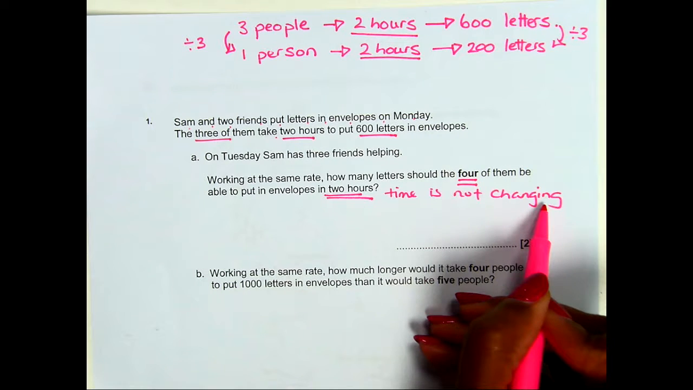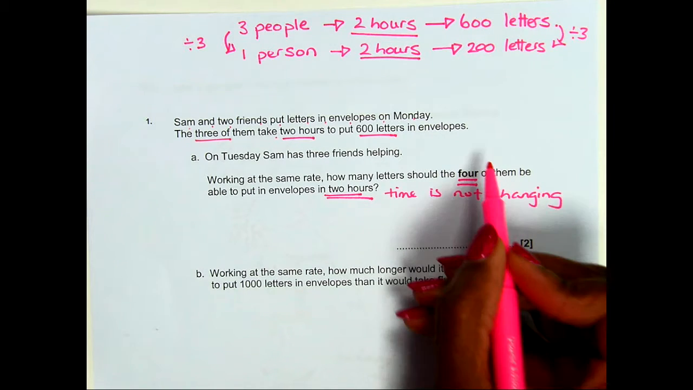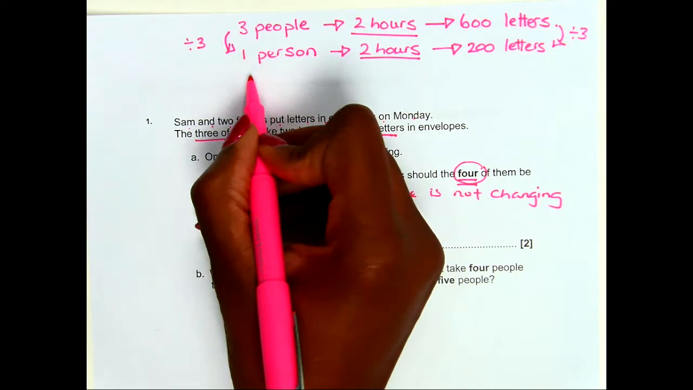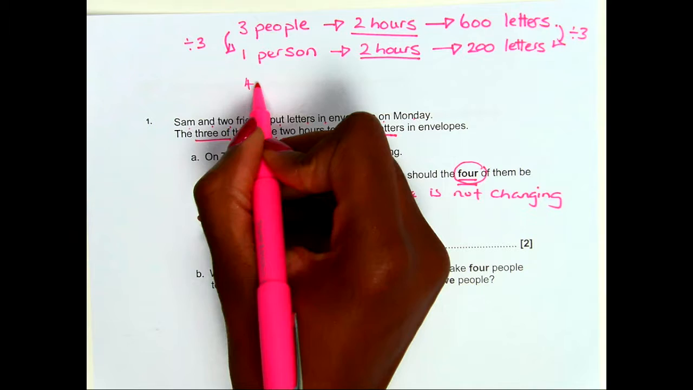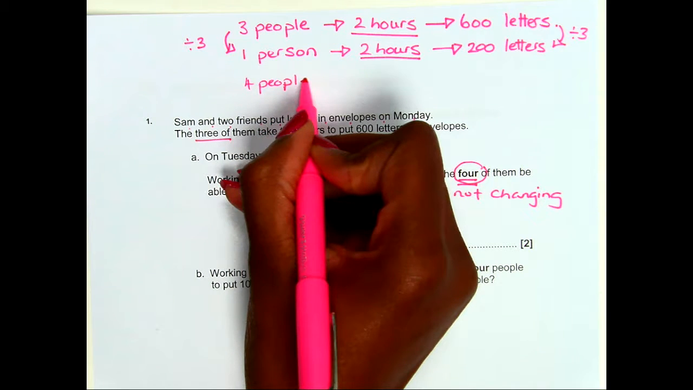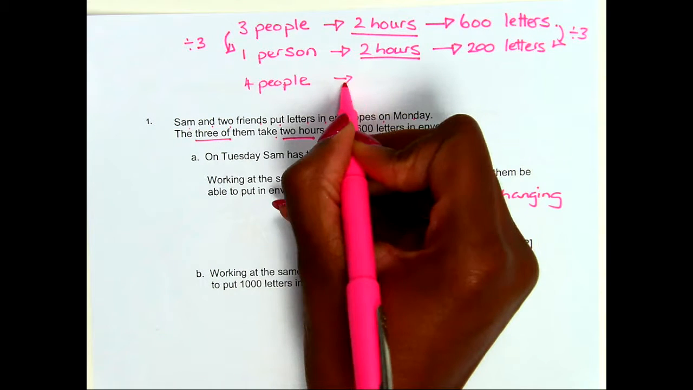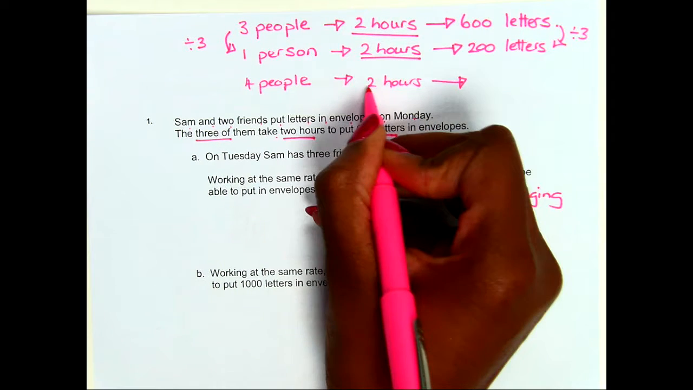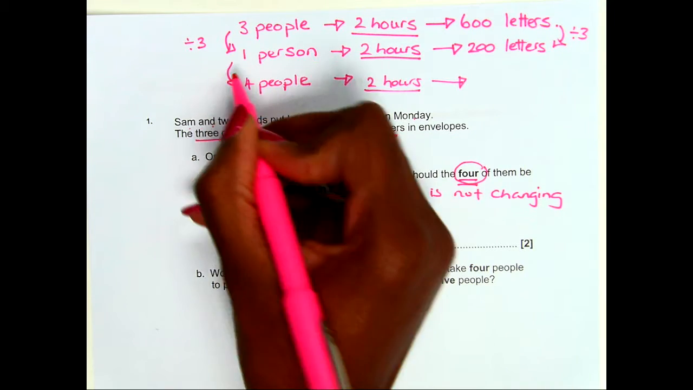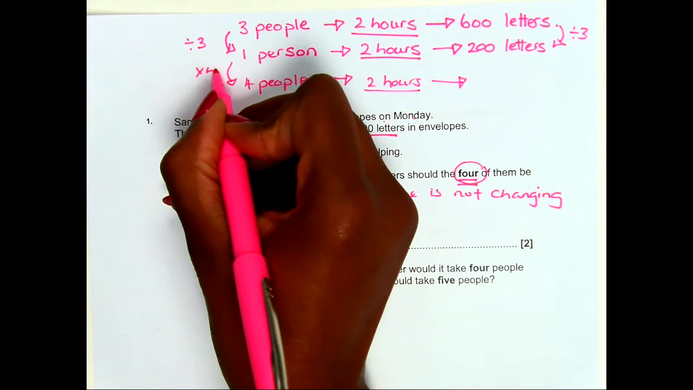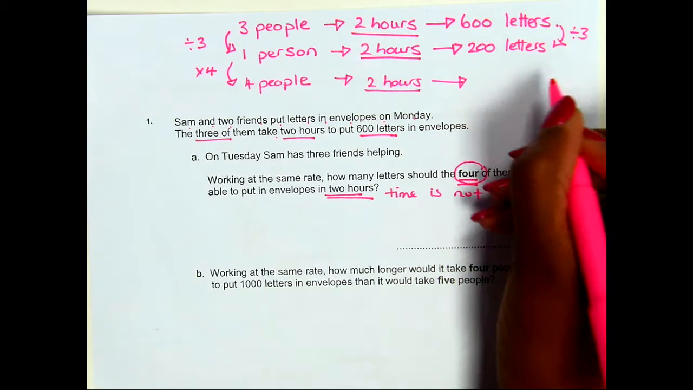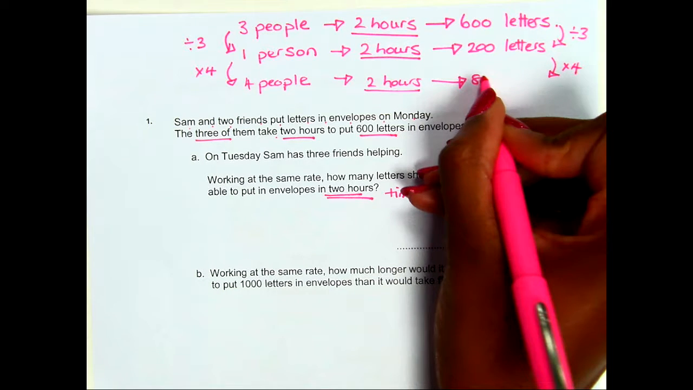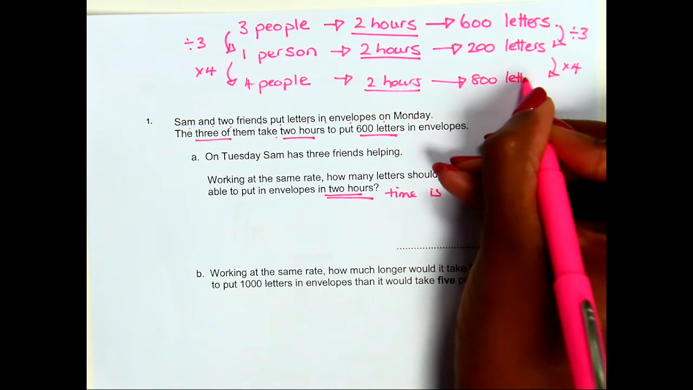Remember, the time is the same. Now I want to figure out for 4 people. So if I want to go to 4 people, okay, if I multiply by 4, that's going to give me 800 letters.